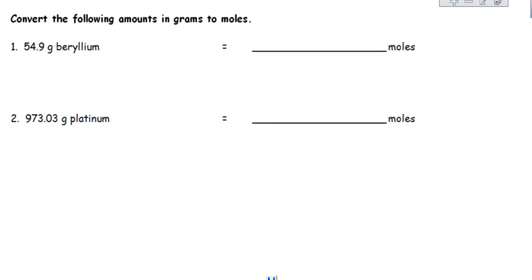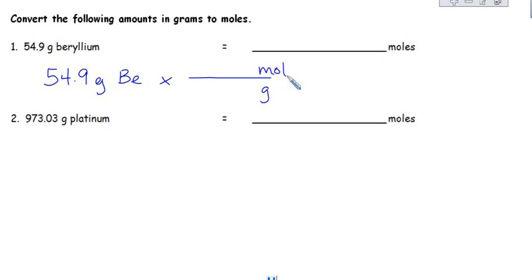In this video, we're going to convert between grams and moles. We're given a quantity in grams, and we want to convert to moles. So again, we start with what we have, 54.9 grams of beryllium. We set up the proportion. We want to cancel the unit we start with. We want moles, so that goes on top.